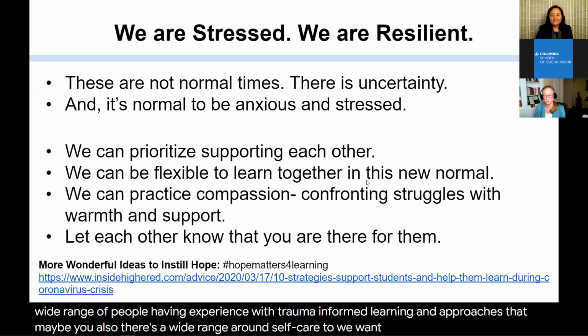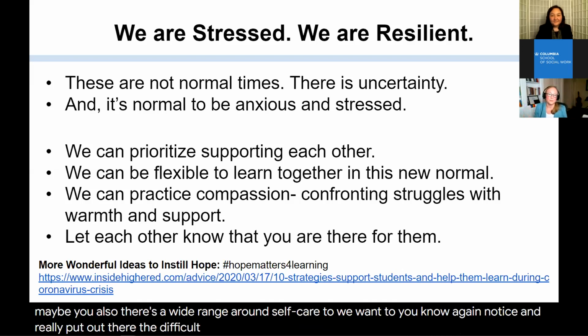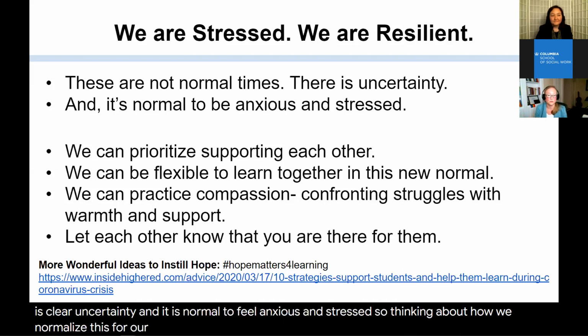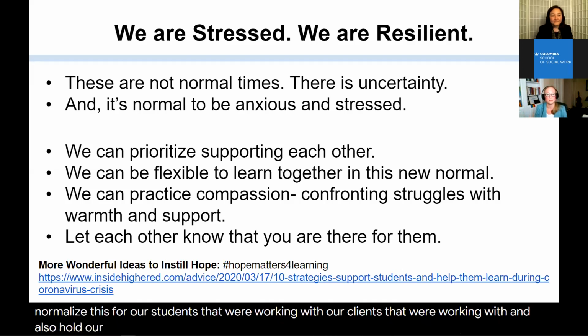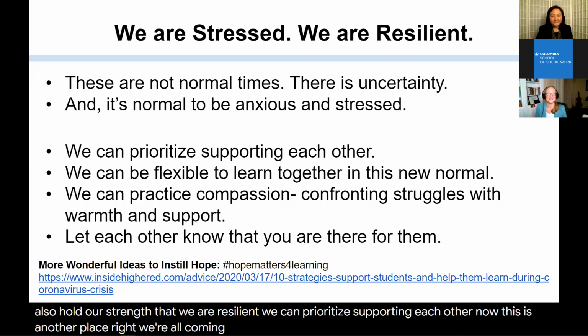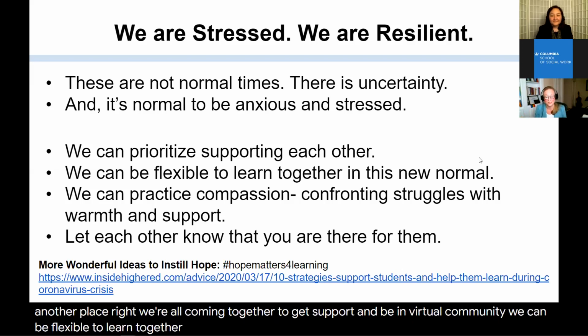We want to, again, notice and really put out there the difficult times that we are all in, and that these are not normal times. There is clear uncertainty, and it is normal to feel anxious and stressed. So thinking about how we normalize this for our students that we're working with, our clients that we're working with, and also hold our strength, that we are resilient. We can prioritize supporting each other. This is another place, right? We're all coming together to get support and be in virtual community. We can be flexible to learn together in this new normal.